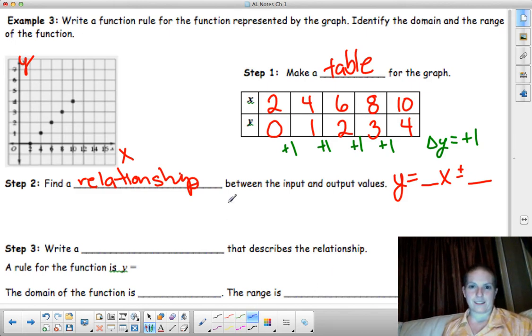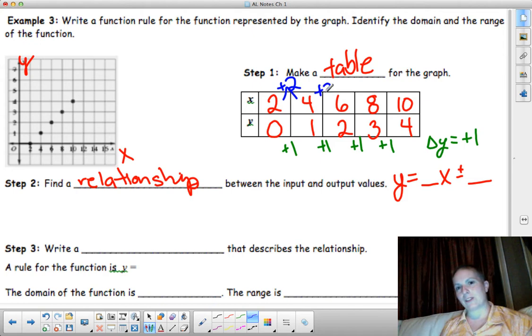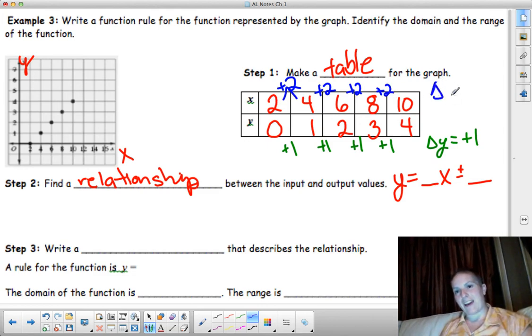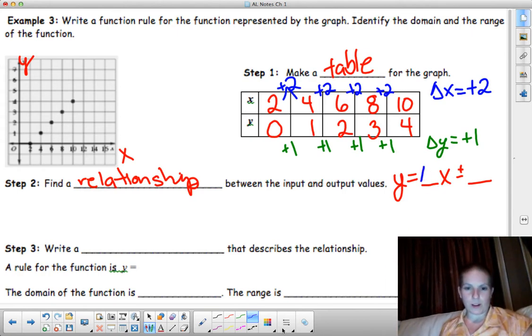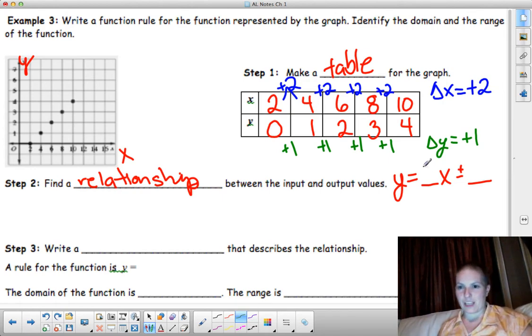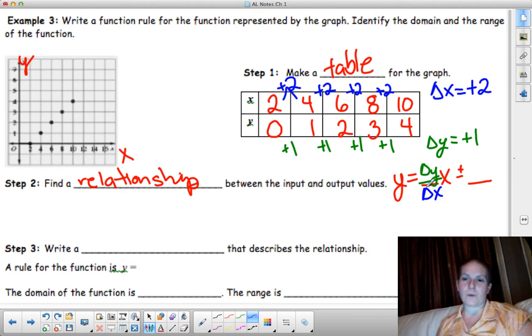Now let's do the change in x. Between 2 and 4, we had to add 2. Add 2. Add 2. Add 2. So my change in x is to add 2. The multiplier in front of x in my relationship, or my rule, is always going to be the change in y over the change in x. That's going to give us that multiplier, that rate. So we'll have whatever the change in y is over the change in x times x, and then we might need to add or subtract something.